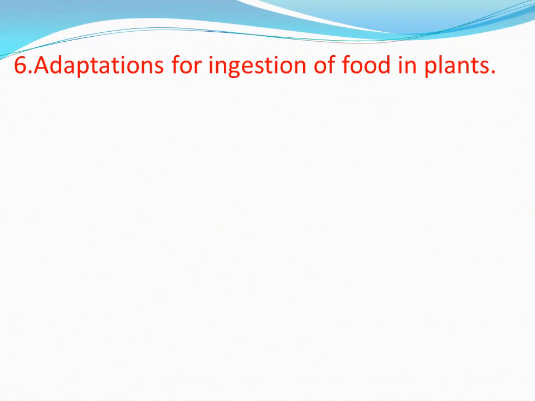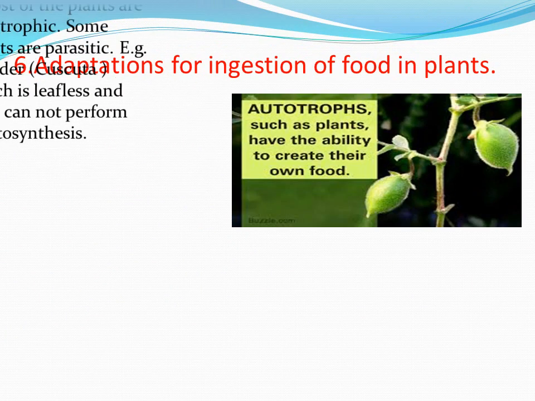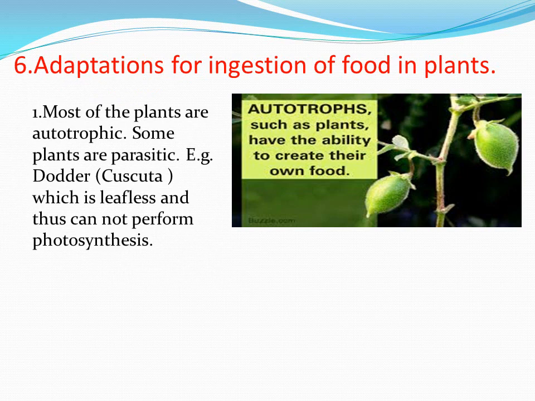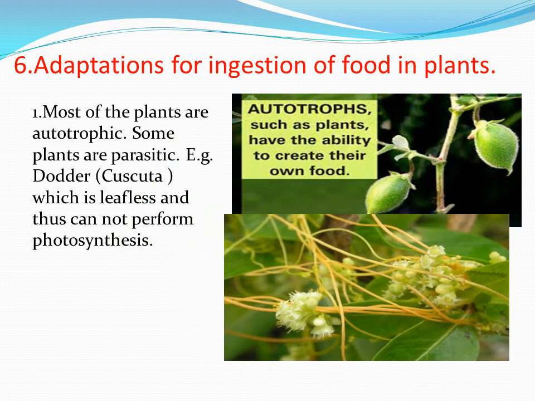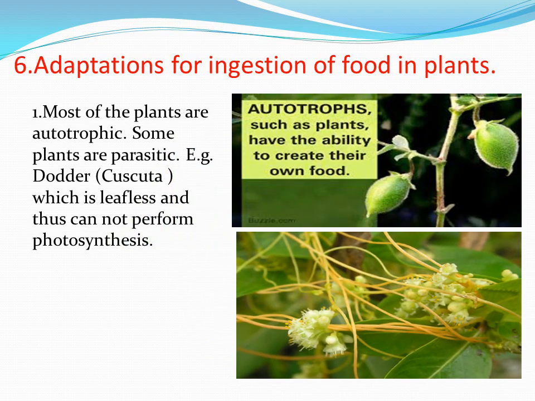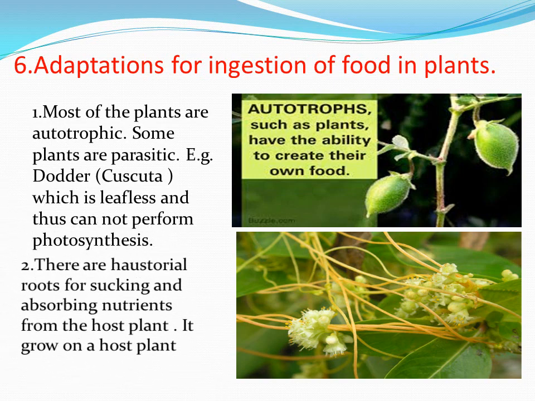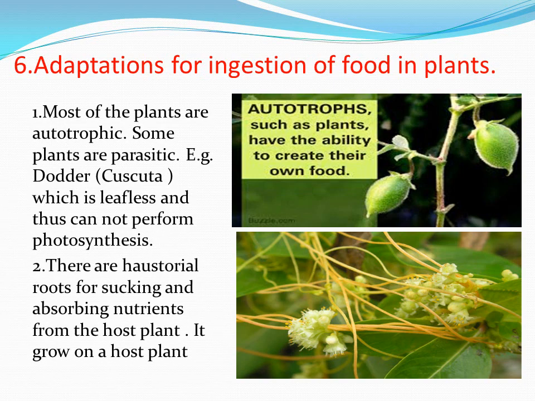Adaptation for ingestion of food in plants. Most of the plants are autotrophic. Some plants are parasitic. Example, Cuscuta, which is leafless and thus cannot perform photosynthesis. There are hostile roots for sucking and absorbing nutrients from the host plant. It grows on a host plant.